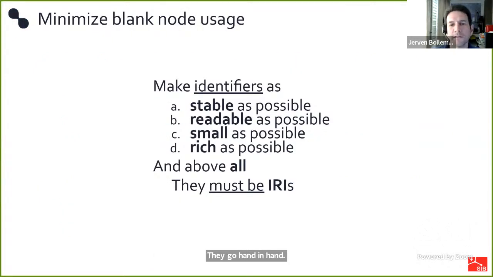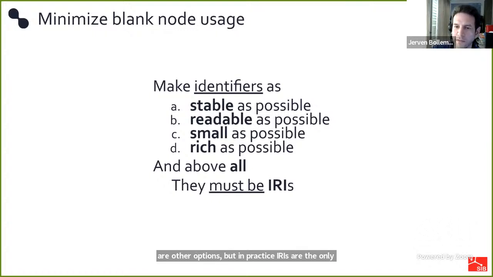And I want to go back to this because in the field, we see too many blank nodes. In many languages, people say blank nodes are an RDF thing that other concepts don't have. It's not something that is brought up as a concept in JSON, but it is. It's just there. Many things have identities which are only contextual. So, as a tip, I would say, make identifiers as stable as possible, readable as possible, small as possible, rich as possible, and above all, they must be IRIs. There are other options, but in practice, IRIs are the only ones which are widely used.